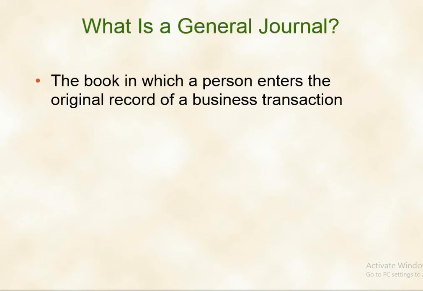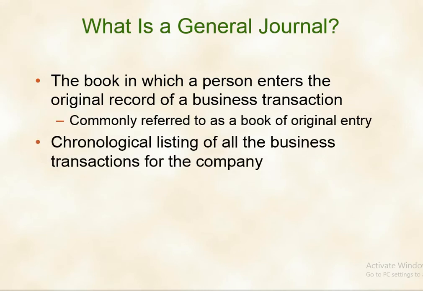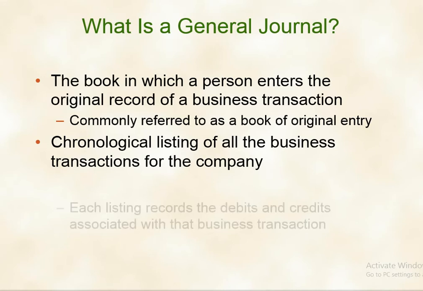What is general journal? This is the book in which a person enters the original record of a business transaction. The original day book, the original book of first entry, commonly referred to as book of original entry. Chronological listing means date wise. The chronological record means a chronological listing of all the business transactions for the company, date wise.